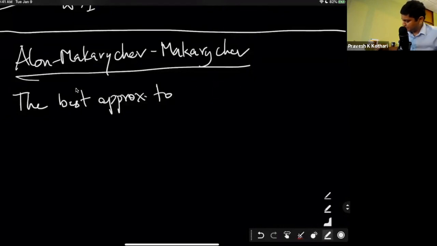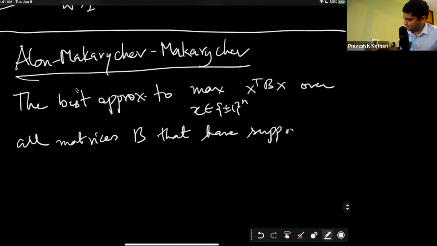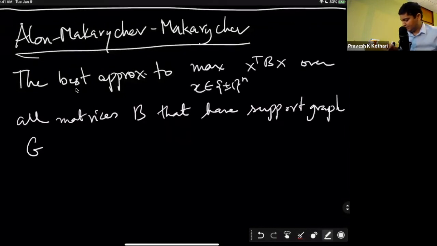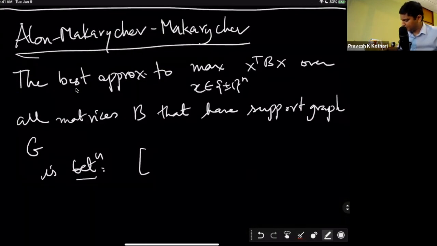So still quadratic optimization: maximize x transpose Bx over x in plus or minus 1 to the n, over all matrices B that have support graph G. The best approximation is between... let's say I get that right. I think it is certainly at most the chromatic number of the graph G.